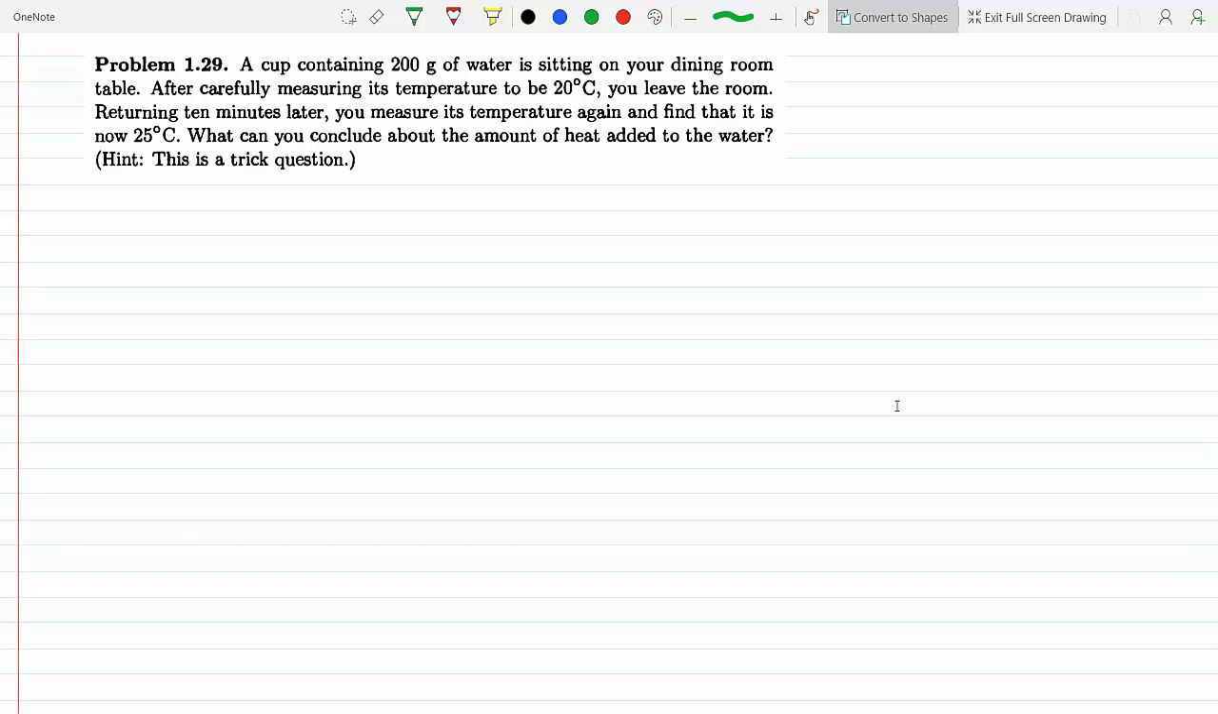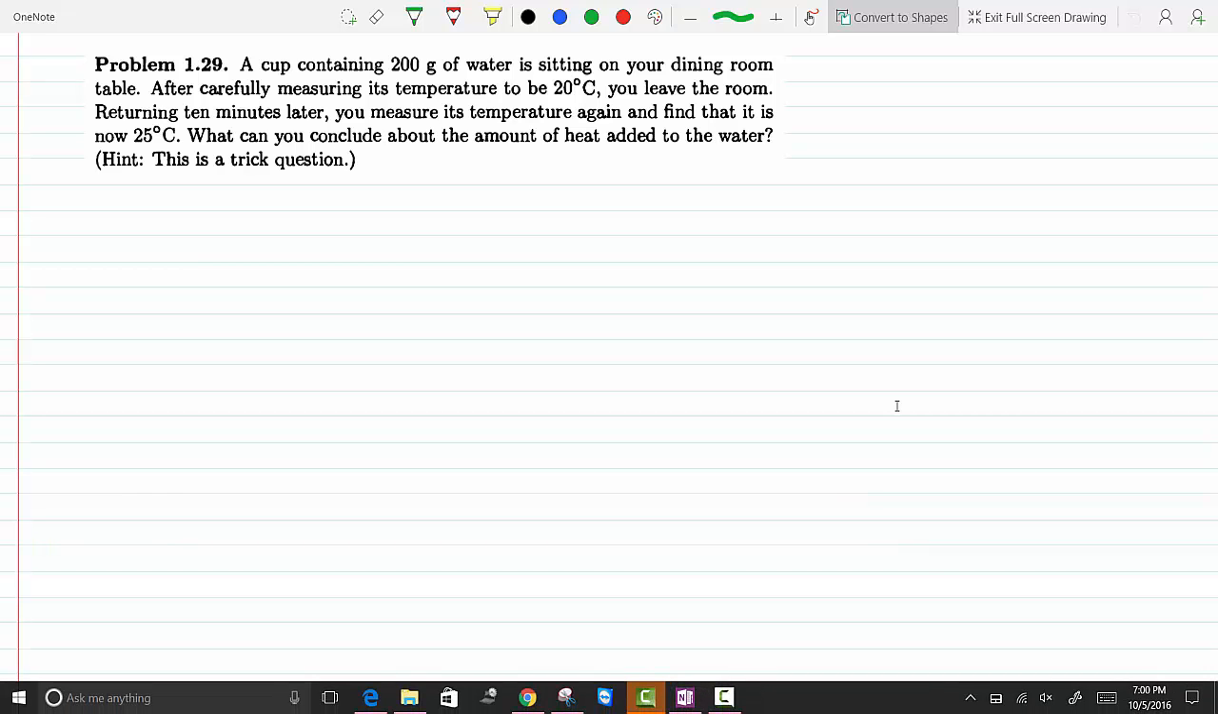Well, it means that something contacting the water was hotter than 20 degrees Celsius. Something contacting it had to be at least 25 degrees Celsius. Probably whatever it's sitting on. That's getting heated from the contents of the room or whatever. Or it's a computer or something and it's warm.